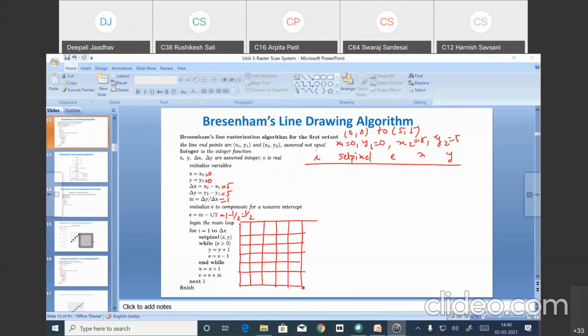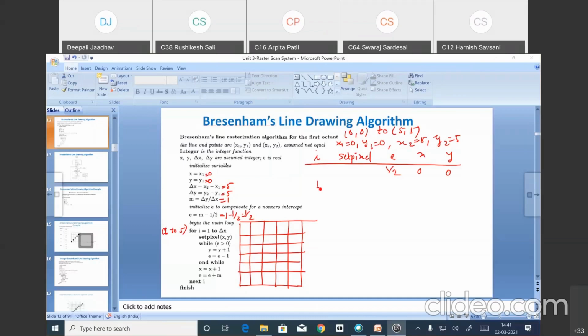So here we begin with the main loop. Start with i from 1 to delta x. What is delta x? 5. So this loop ranges from 1 to 5. Start with i is equal to 1. Initially E is 1 half, x is equal to 0, y is equal to 0. Now i is equal to 1.